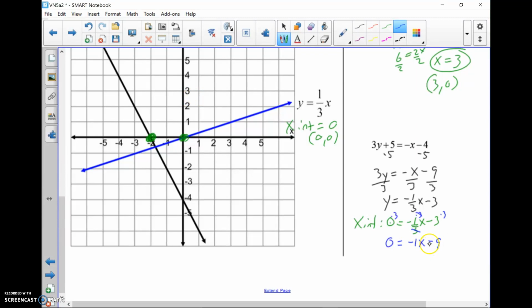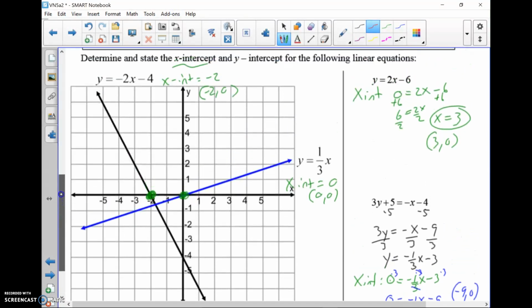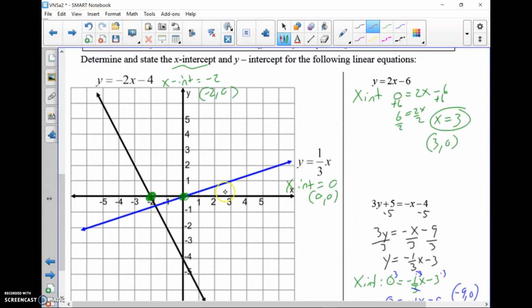And then we can do a couple things here. I could add 9 to get positive 9 over here, and it equals negative 1x, and divide. I'm going to end up with x equals negative 9, which is the point negative 9, 0. Remember, on your x-axis, y is 0, so we're going to get a y value of 0. All right, so that's our x-intercepts. Just where is it on the x-axis, and plug in 0 for y and solve.